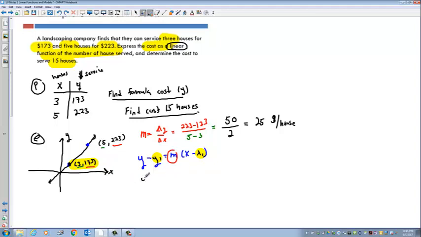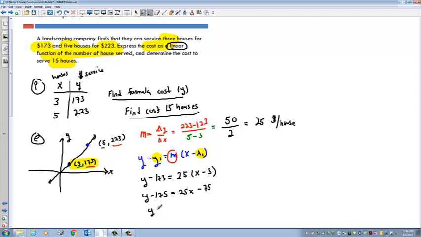So I'm going to plug in my y value, which is 173, so y minus 173 for y sub 1 is equal to, then my slope was 25, and then x minus, and then my x sub 1 is 3. And solve this simply for y. So just like we did before, you're going to multiply through by that slope. In this case it's 25, so 25x minus 75.